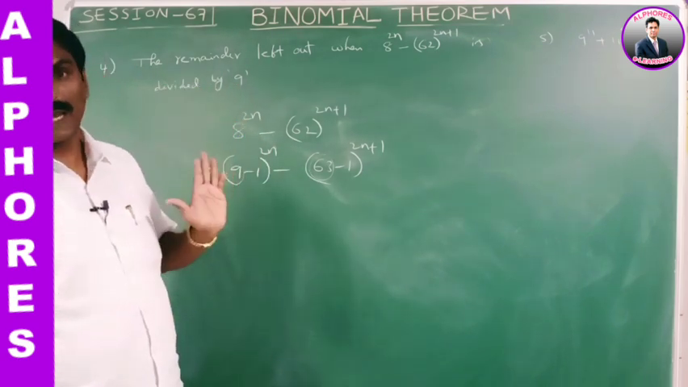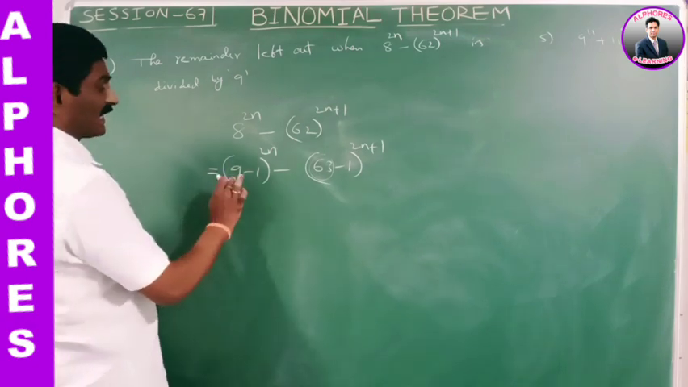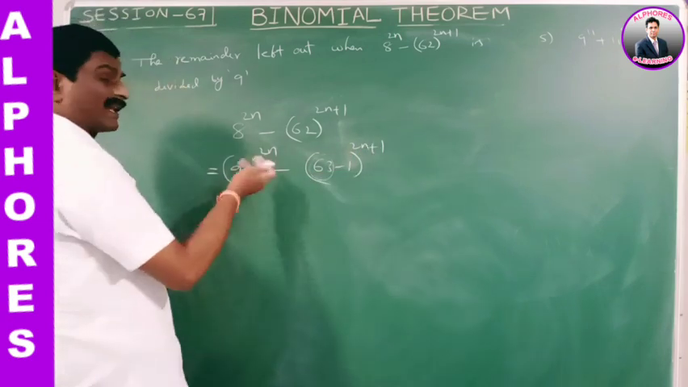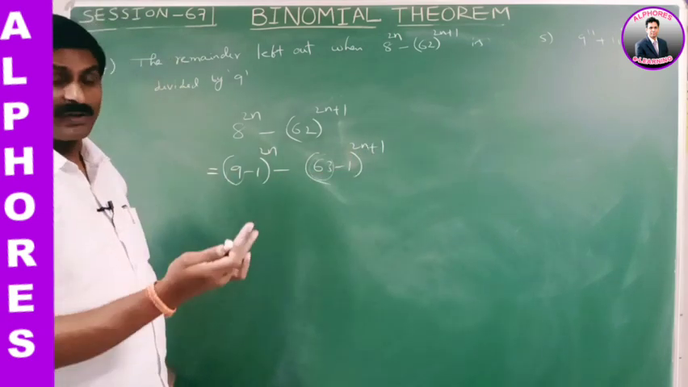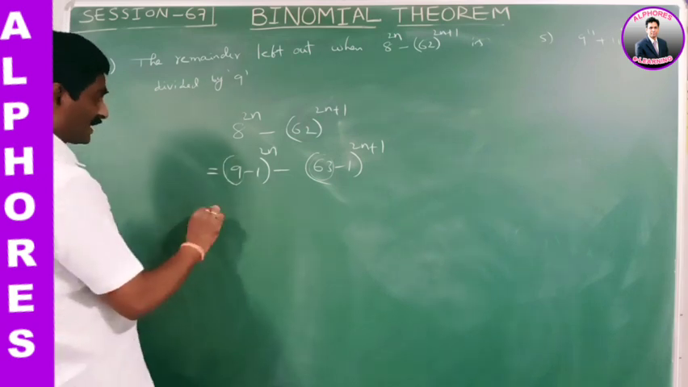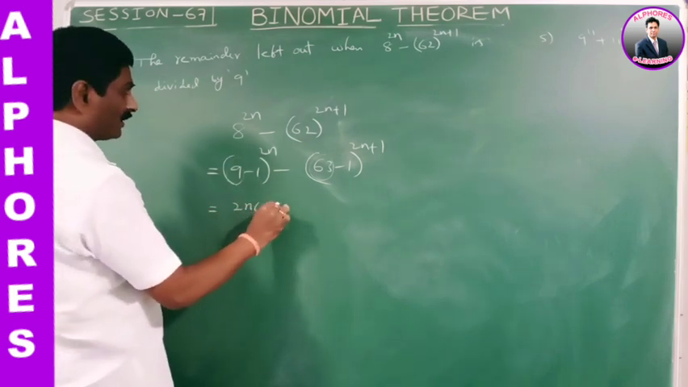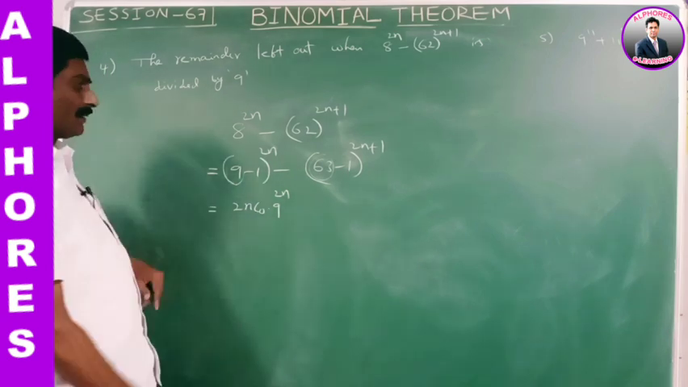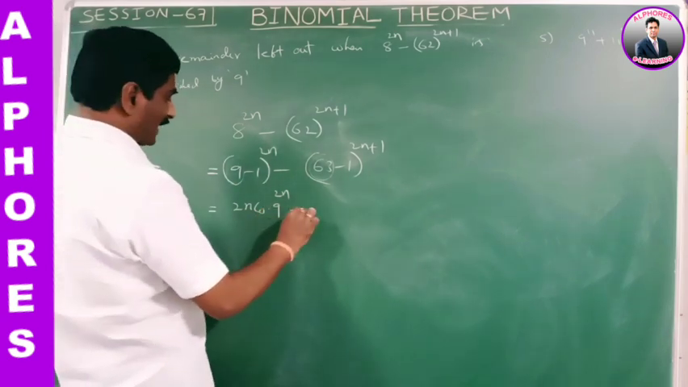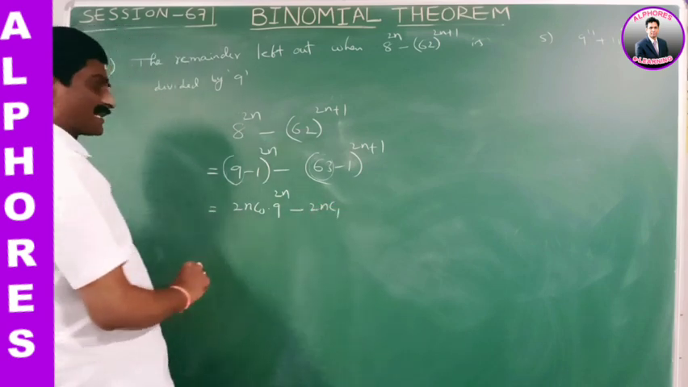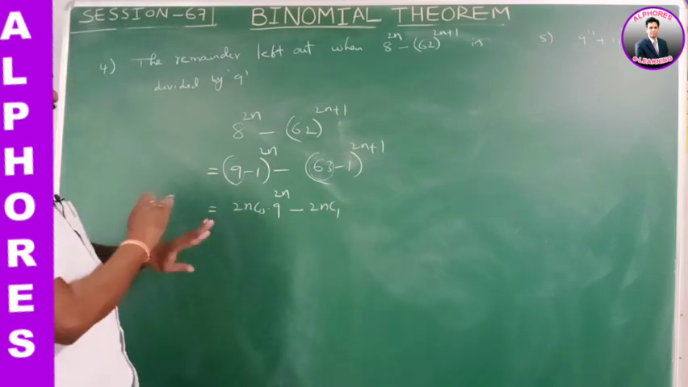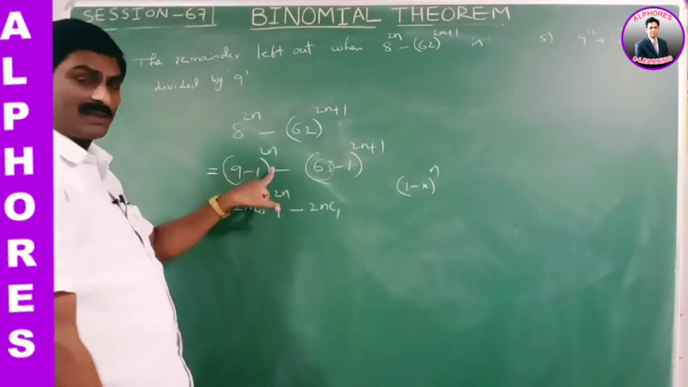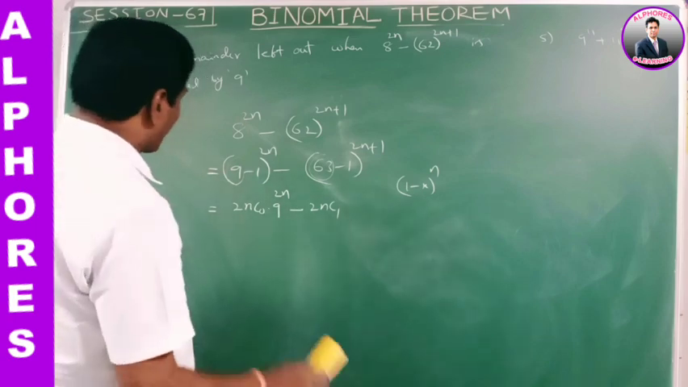Very, very important. Next, what is this expansion? It is in the form of (x − 1) whole power n. What is the value of (x − 1)^n? nC0 minus nC1, alternately we get plus and minus. That means here the value is 2nC0 into 9 power 2n, next minus 2nC1 into, what is the value? Or we reduce it simply to (1 − x) whole power n and convert into this form.